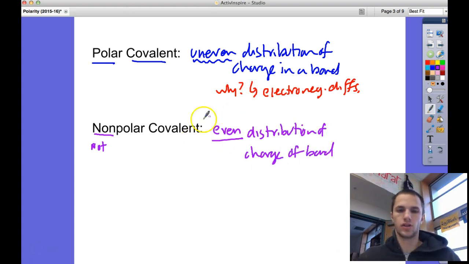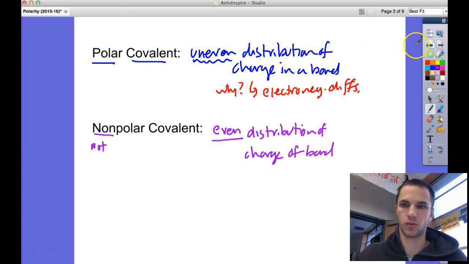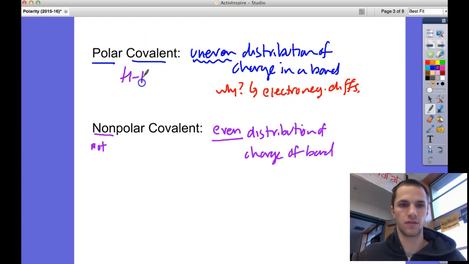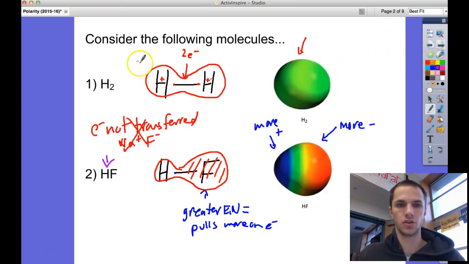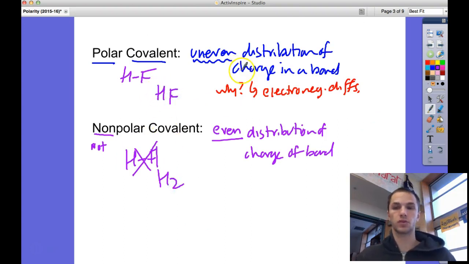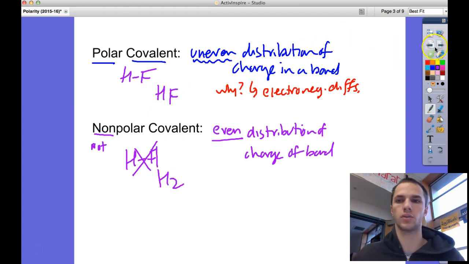Okay? So if we think back to the examples before, the molecule that would have been polar would be the molecule that has an uneven distribution because the electronegativities are not the same. So that would be HF in this example. And the nonpolar molecule, H2, because there's even distribution here. So those are examples of polar and nonpolar covalent molecules.